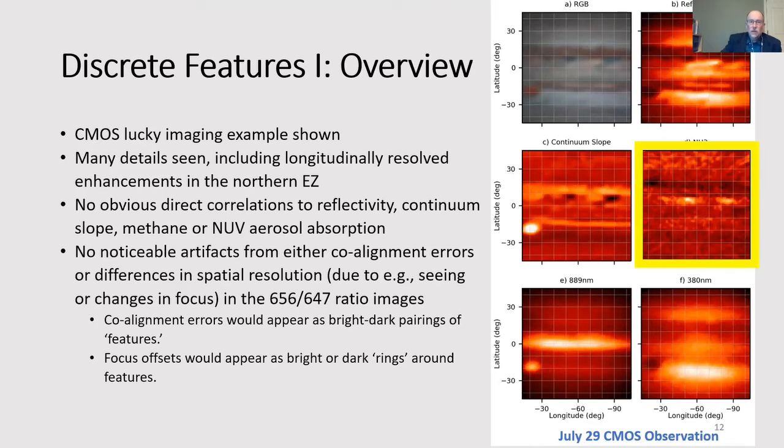Again, we've got the same layout of plots here. I've got the ammonia enhancement chart highlighted in yellow. This is a lucky imaging sample from July 29th. What you can see is we've got this enhancement around the northern edge of the equatorial zone, right at the bottom of sort of these dark features that we often see kind of dangling down into the equatorial zone from the north equatorial belt. And you can see these enhancements right here.